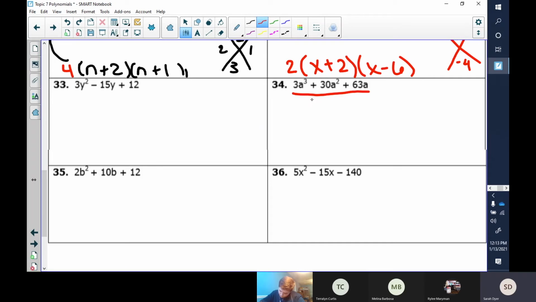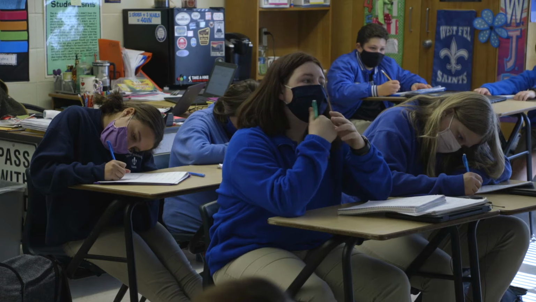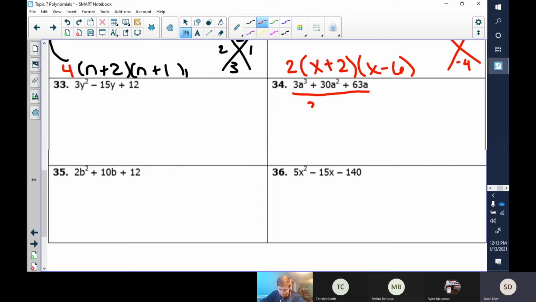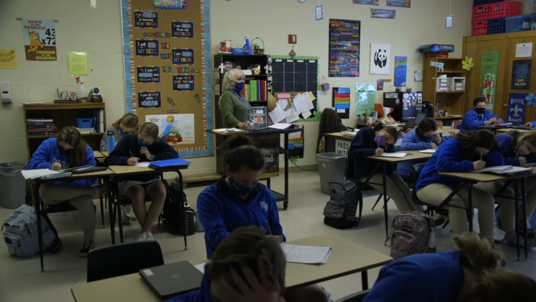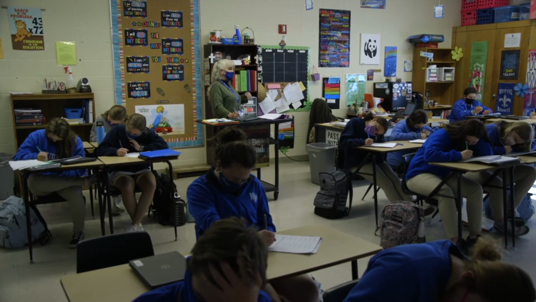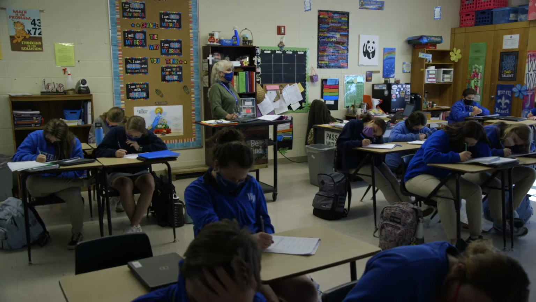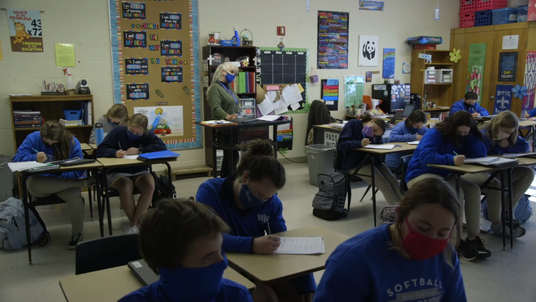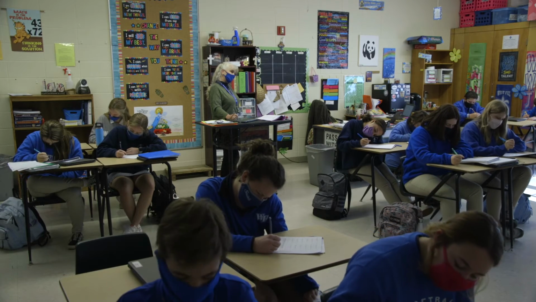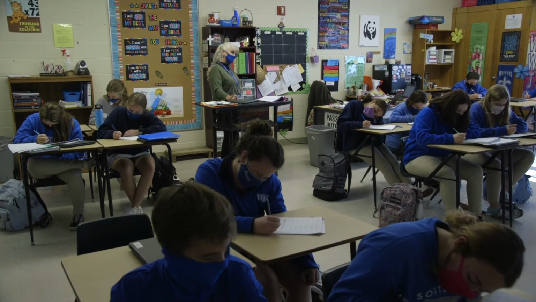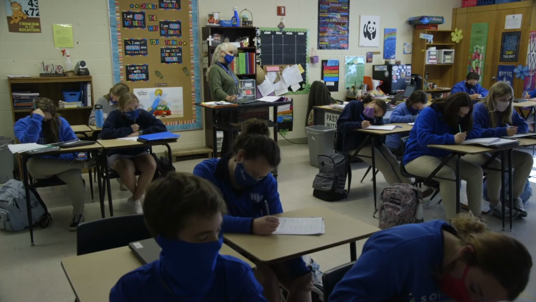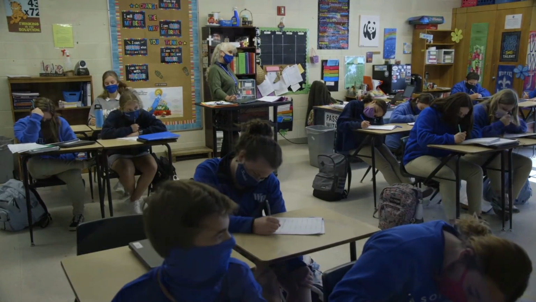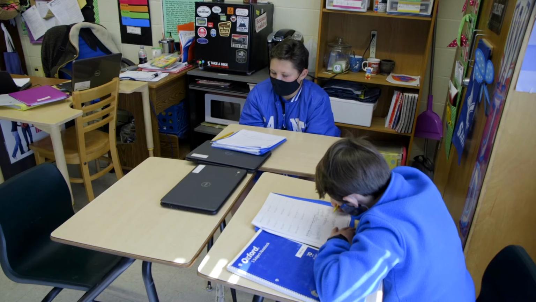So do you see then a common factor? 3A. 3A. Okay? So since we have an A in every term, an A is common to all of them. So then what's the trinomial after we factor that out? A squared plus 10A plus 21. Yeah, 21. All right, AJ, what you got?